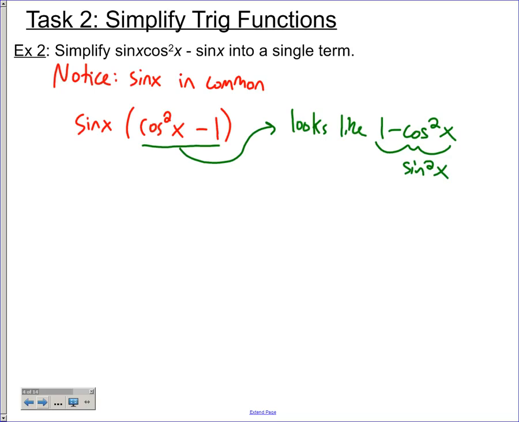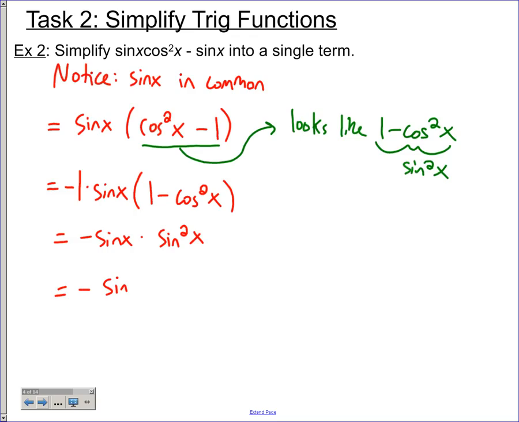But we need to factor out a negative in order to make it look exactly like 1 minus cosine squared x. So we'll take out our negative, multiply that by sine of x, and we're left with 1 minus cosine squared x in our parentheses. That leaves us with negative sine of x times sine squared of x. And in total, that's a negative sine cubed x, which would be a single term, and we're done.